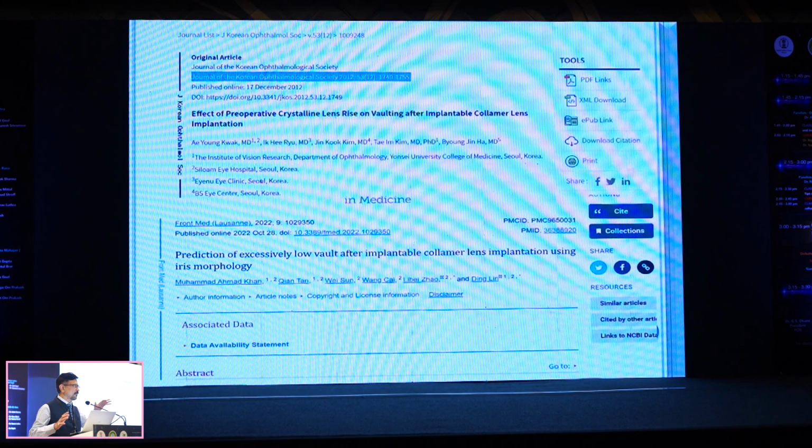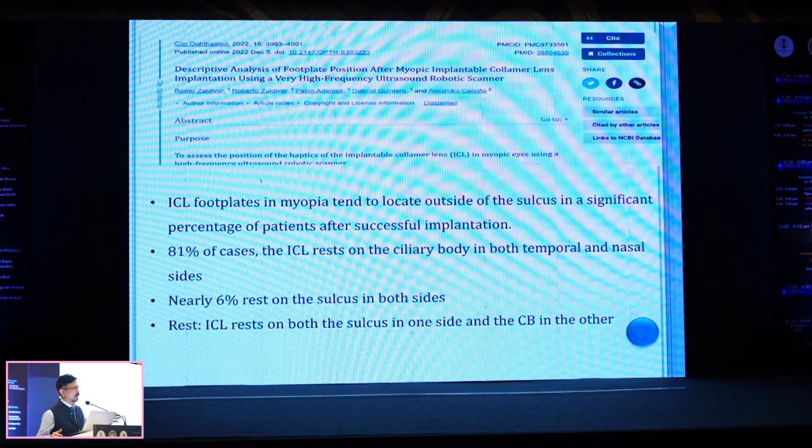Now we thought that we went for one size bigger, but still the vault was less. So what can be the reason? There was one more study which we evaluated, and we found out that in 81% of eyes, the footplates are not in the sulcus on both sides. It's mostly on the ciliary body, and in only 6% of eyes, it's in the sulcus on both sides. And in the remaining 13%, it's one on the ciliary body and one in the sulcus.